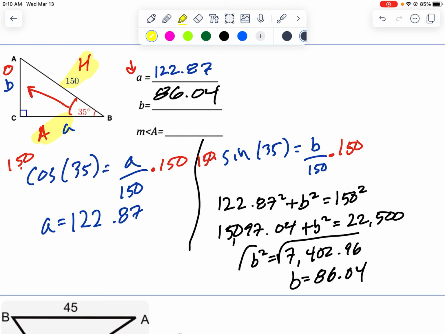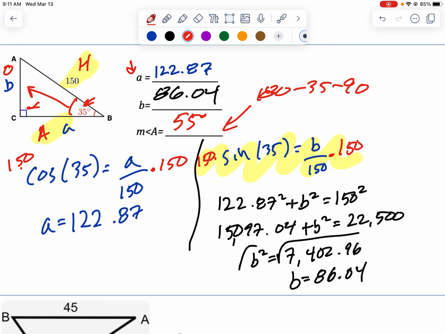Now, I'm sure some people will just do trig, and it's quicker. I will say that. Definitely quicker. But some people like the Pythagorean theorem. Find the measure of angle A. Well, if I know that B is 35, and I know that C is 90, I can do 180 minus 35 minus 90 to get 55 degrees.